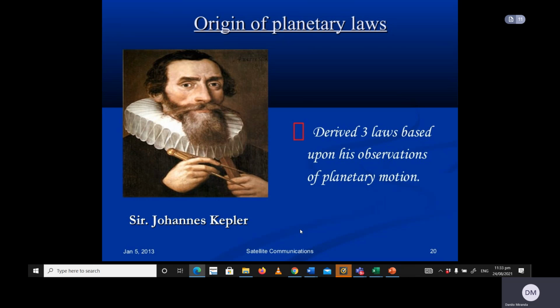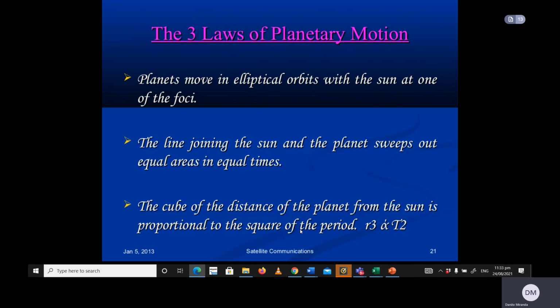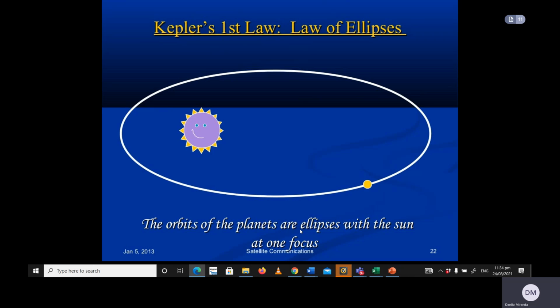He is the one who started everything. So there are three laws upon his observation of planetary motion. First, planets move in elliptical orbits with the sun at one of the foci. The line joining the sun and the planet sweeps out equal areas in equal times. And the cube of the distance of the planet from the sun is proportional to the square of the period. Okay, we'll see later. That was his first law.